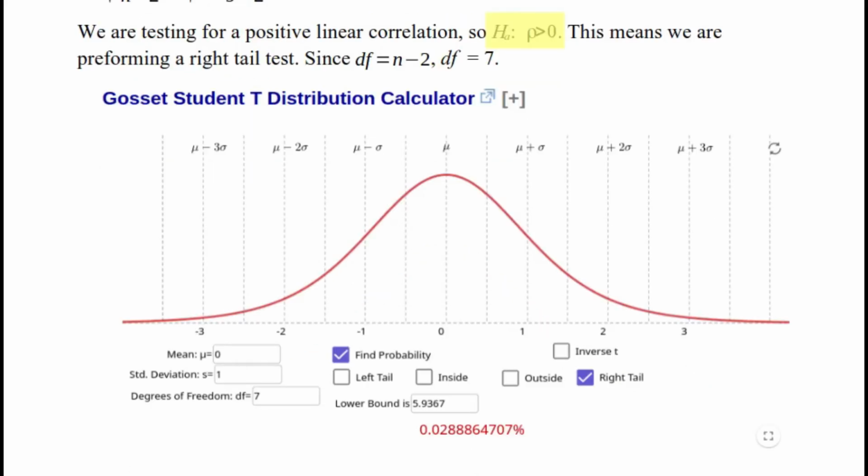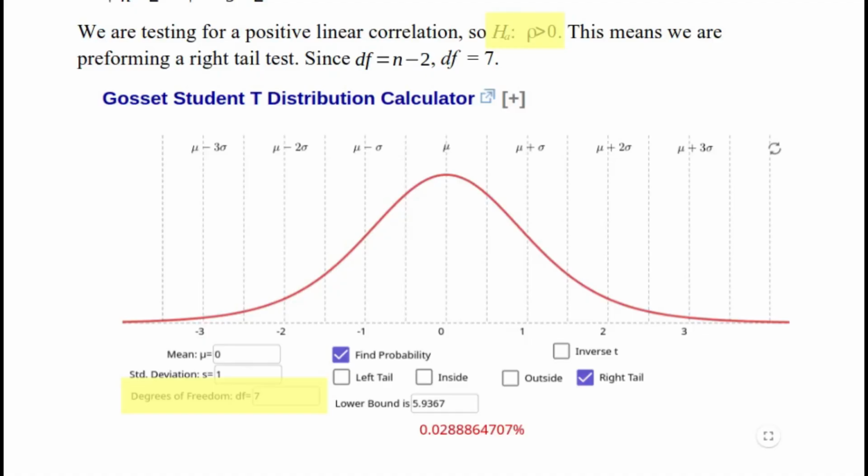We go back to the Gossett student t distribution calculator. We're interested in finding a probability. So we put in that the mean is 0 and the standard deviation is 1. We then enter the degrees of freedom. That is 7 for us.